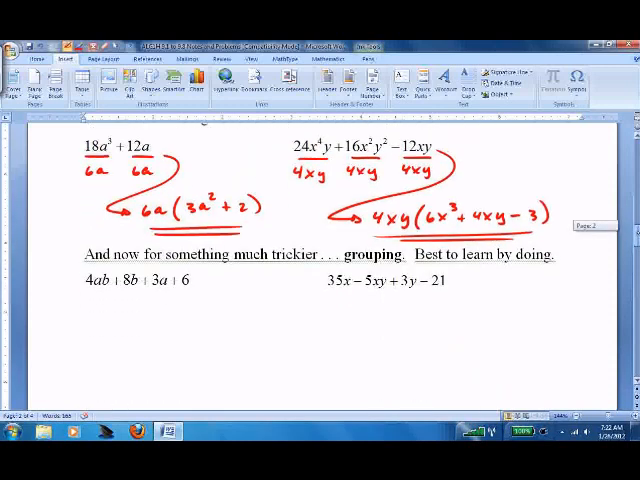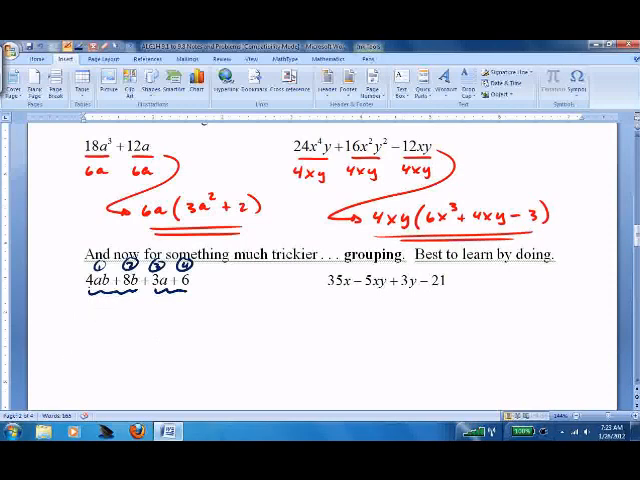And now a trickier form of factoring. We call it grouping. Dead giveaway on grouping is that there are 4 terms. Can't group with 3 terms. What you do is you look at the first 2, and then separately look at the second 2, and you pull out everything you can. And if it works, you'll end up with a common term.